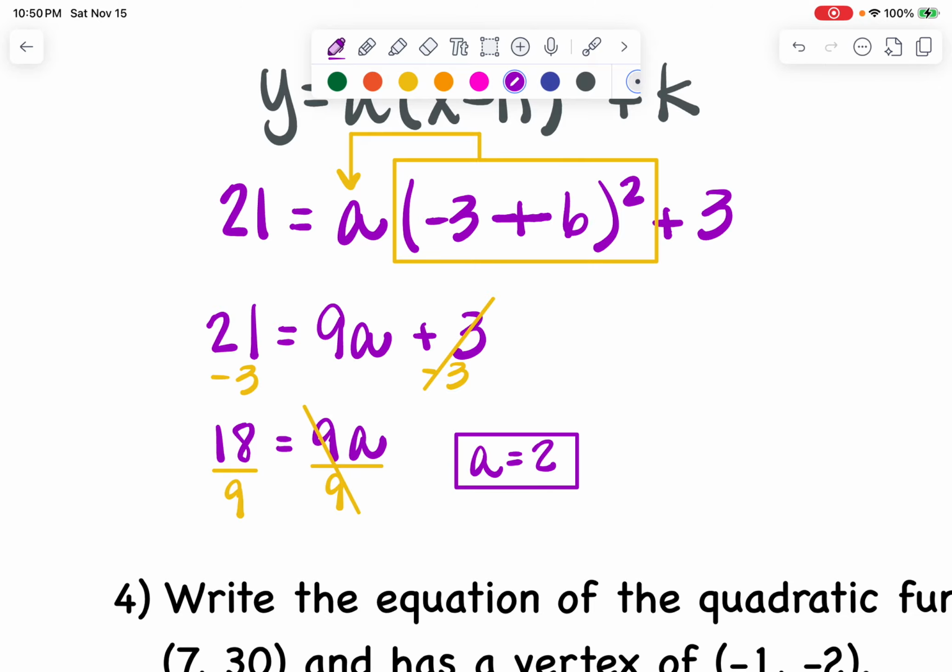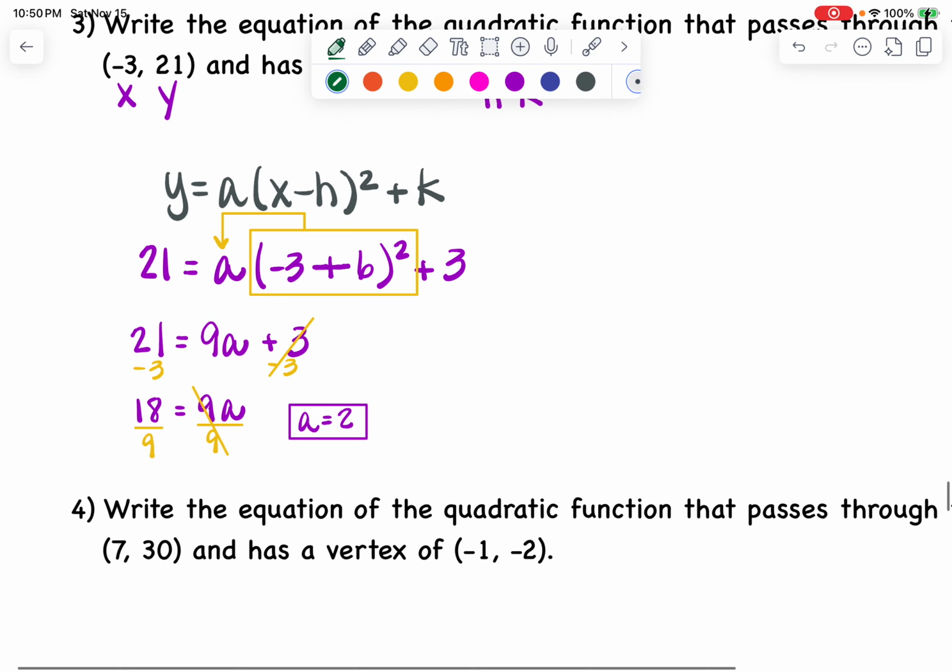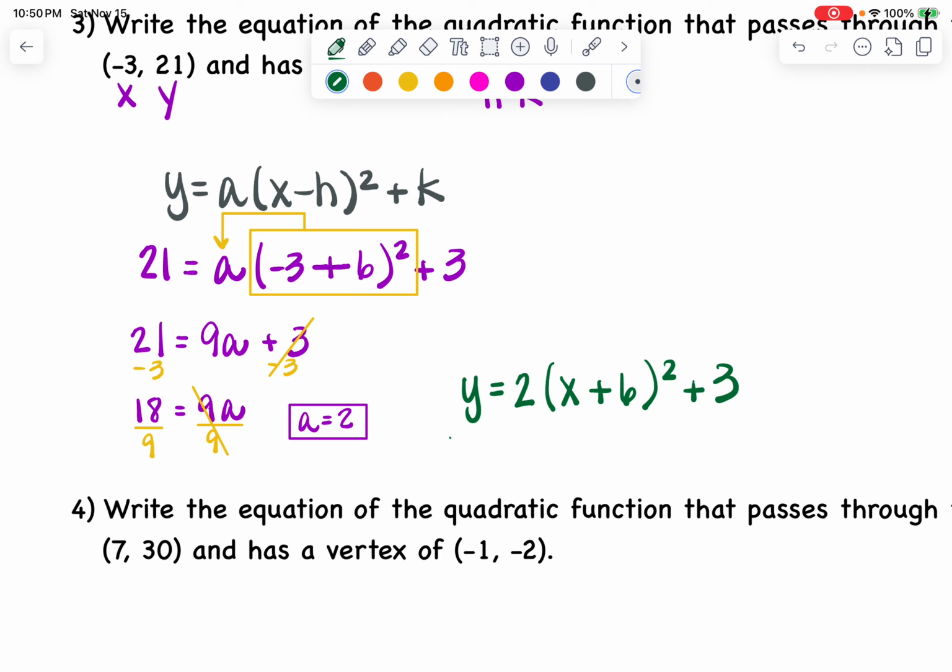Now, of course, that's not our answer, but that does give us the a value, which will allow us to then write our function: y equals a, which is 2, and then (x plus 6), because it's the double negative, squared, plus 3. And there we have it.